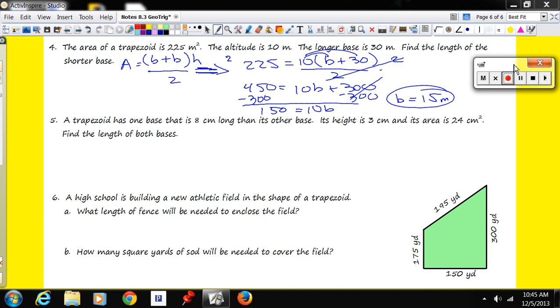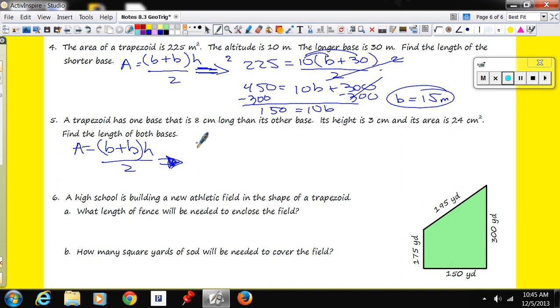Trapezoid has one base that is 8 centimeters longer than the other base. The height is 3, the area is 24. Find the length of both bases. All right, we need our formula again. So A equals base plus the base times the height divided by 2. What did they give us?